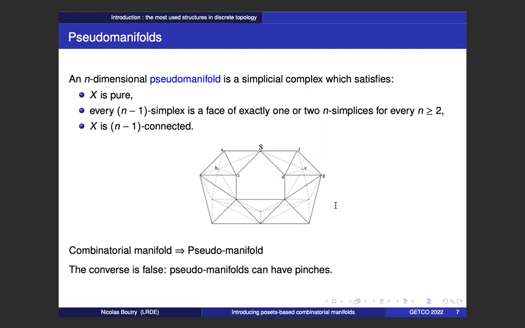So this is the pinched sphere because it is a simplicial complex you can draw, where at this location, if you compute the link, you will have a triangle over there, a triangle over there, it is in 3D. A triangle over there, a triangle over there, and you will observe that it is not connected. So it means that this point is a topological issue that we call pinch. So it is a pseudo-manifold. Obviously, combinatorial manifolds imply pseudo-manifold, but the converse is not true.